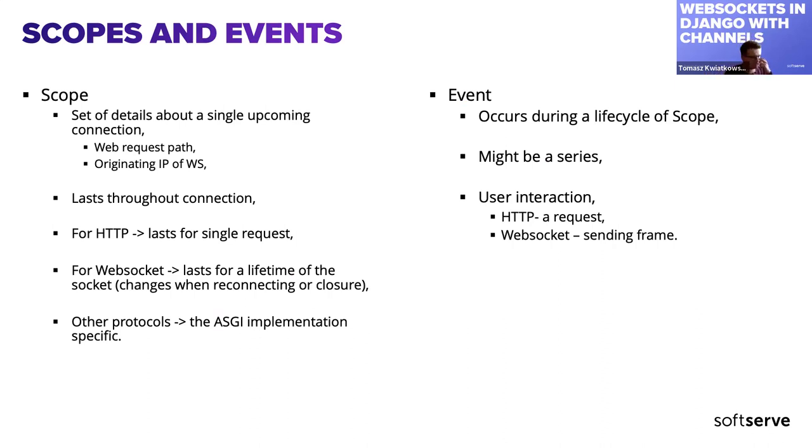So channels are introducing, I guess, the most important things that we might discuss in the case of this library. The first one is a scope. What is a scope? A scope is a set of information about a single connection that we are making against our channels app. In case of the protocols that we are using, as I mentioned before, we might use HTTP in order to handle the legacy synchronous approach, and we might have these new WebSocket connections.